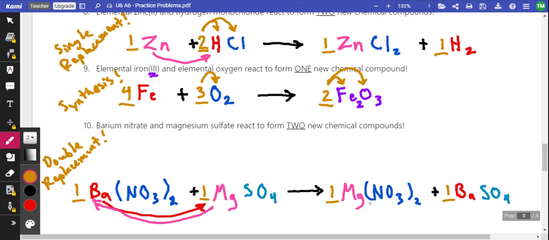So always check to make sure your charges are canceling if you're making an ionic compound. If you're not having prefixes to tell you the way, make sure you check your charges cancel. Okay, have a periodic table handy. So this is our balanced double replacement reaction. 1 Ba(NO3)2 can react with 1 MgSO4 to form 1 Mg(NO3)2 and 1 BaSO4.